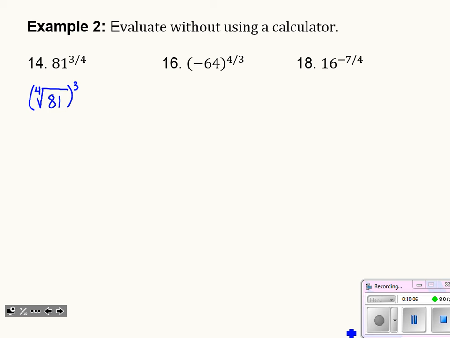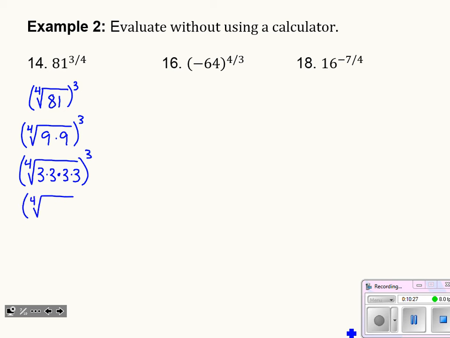Okay, the fourth root of 81, well, 81 is 9 times 9. So I can rewrite it that way. And then 9 times 9, each 9 is 3 times 3. So I've got the fourth root of 3 times itself 4 times. That's the fourth root of 3 to the fourth. Hey, that's a nice cancellation there. I'm really just finding 3 to the third. 3 times 3 times 3. The answer should be 27.